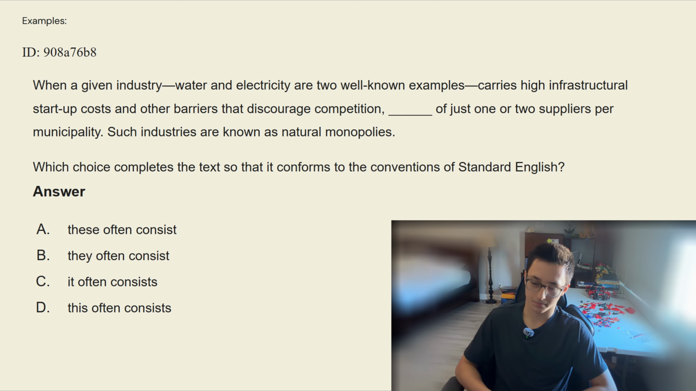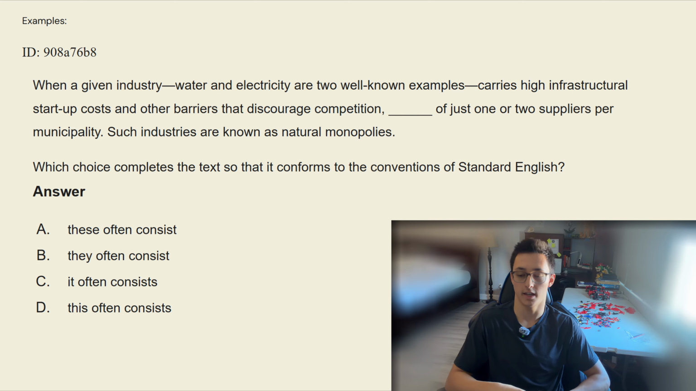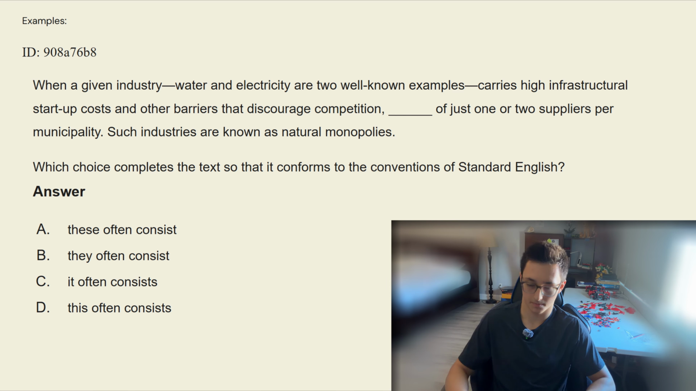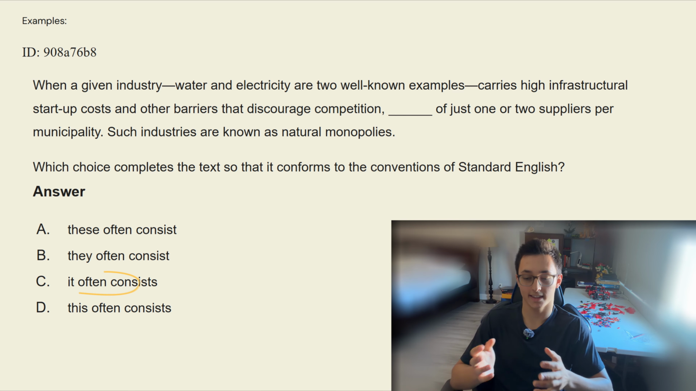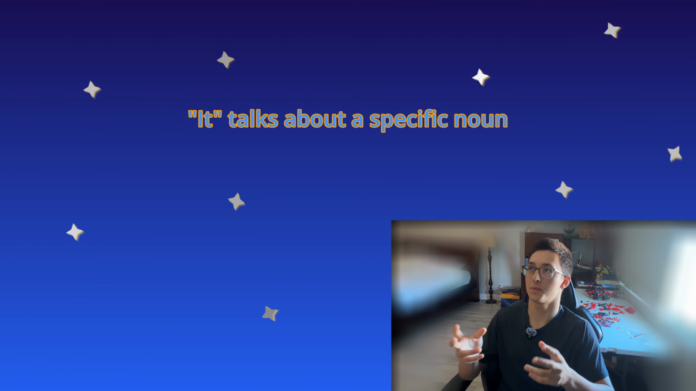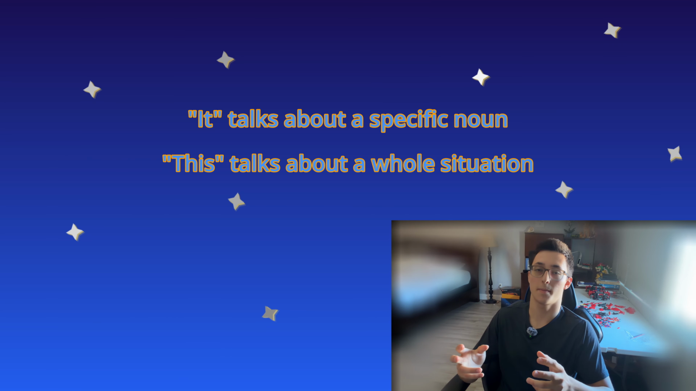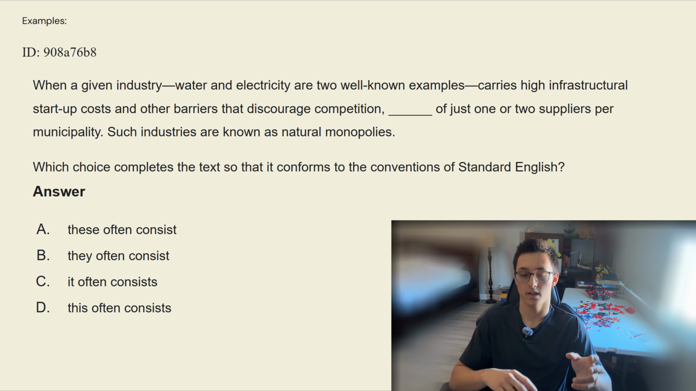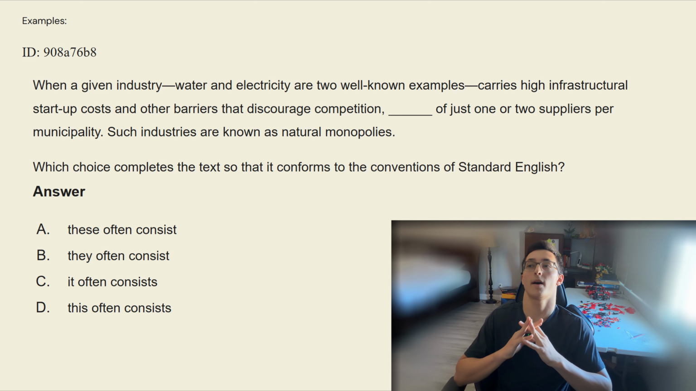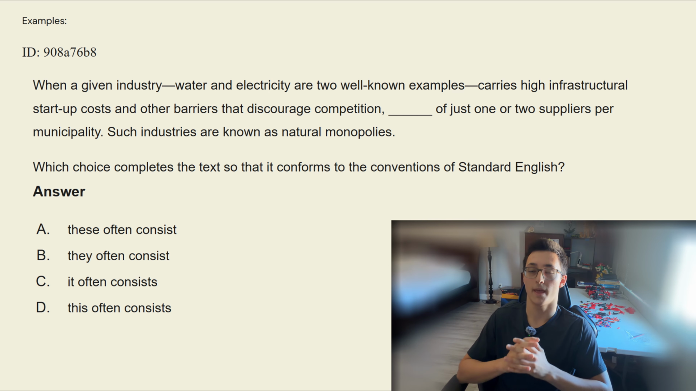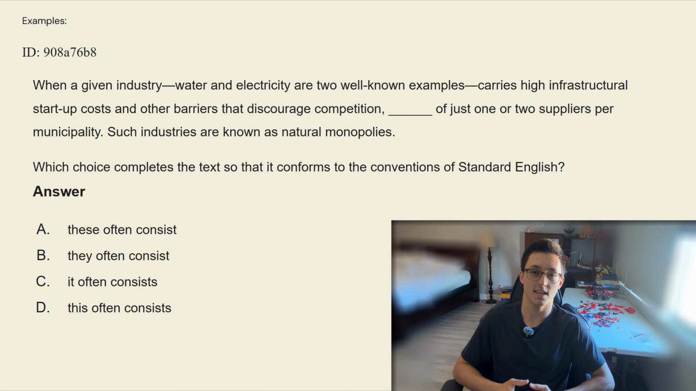So we see that industry is the antecedent. Now, knowing that, we can narrow it down to 2 options. It often consists and this often consists. The reason that it is the correct answer, so C is the correct answer, is because it talks about a specific noun, while this talks about a whole situation. And this goes for all pronoun questions on the SAT, all right? It talks about a specific noun, while this talks about a whole situation. Since we're literally just talking about the industry, which is the noun, the answer is it. And so if you picked C, you were correct.